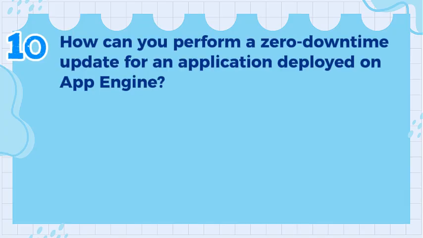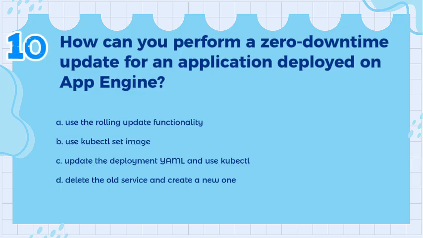Question number 10. How can you perform a zero downtime update for an application deployed on App Engine? The choices are: A. Use the rolling update functionality. B. Use kubectl set image. C. Update the deployment YAML and use kubectl. D. Delete the old service and create a new one.